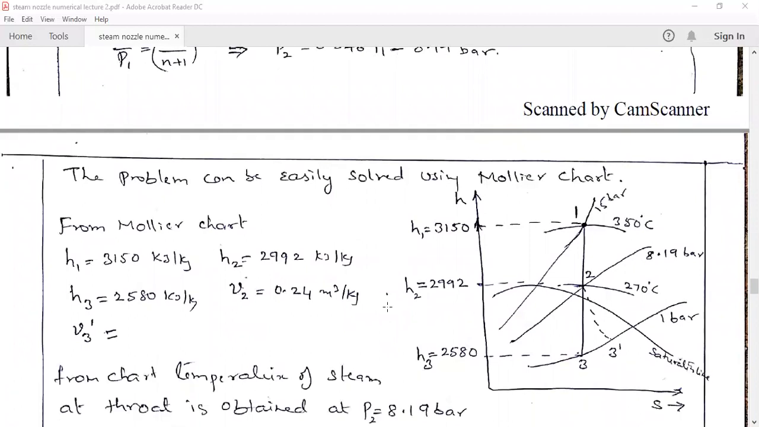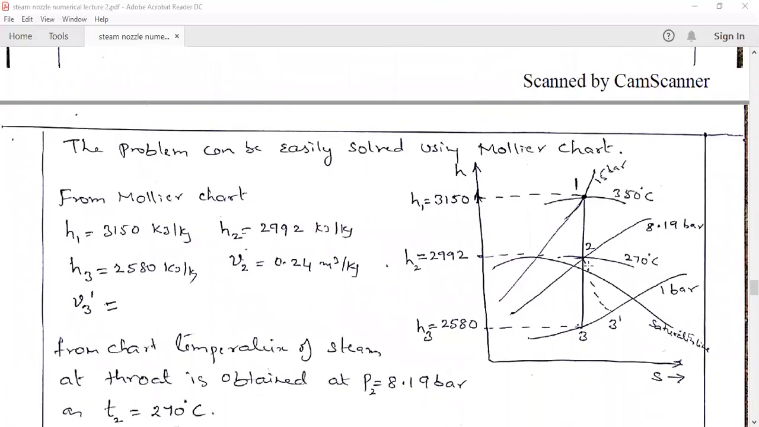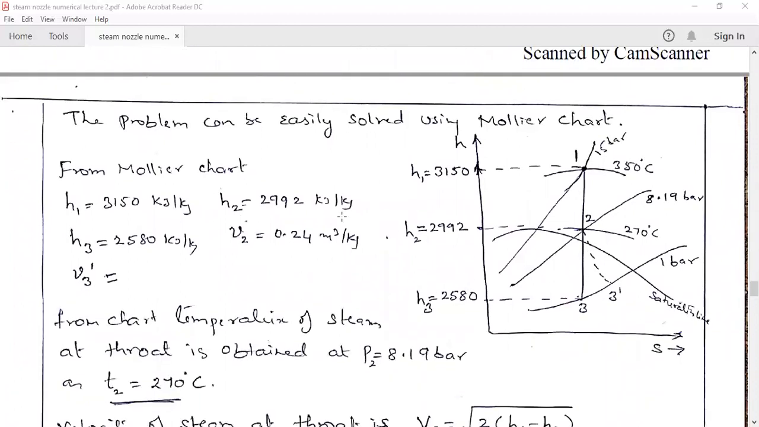This problem again can be easily solved using the Mollier chart. So here in this problem, we are solving using the Mollier chart. From the Mollier chart, go to the 15 bar pressure line where it cuts the 350 degrees centigrade temperature line. That point is considered as 1, that is the nozzle entry.